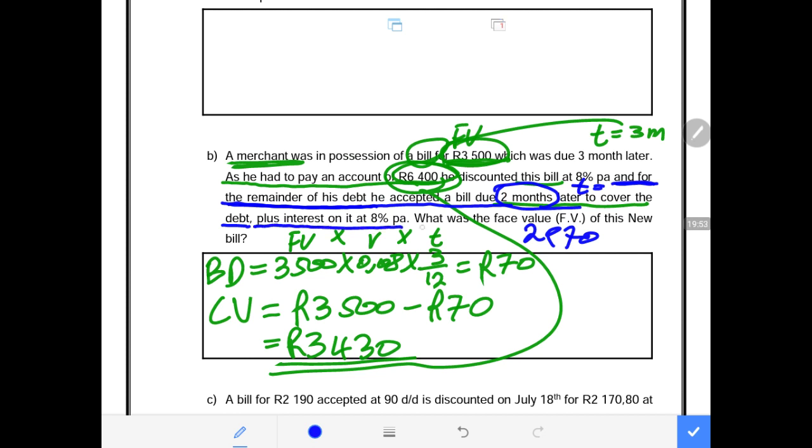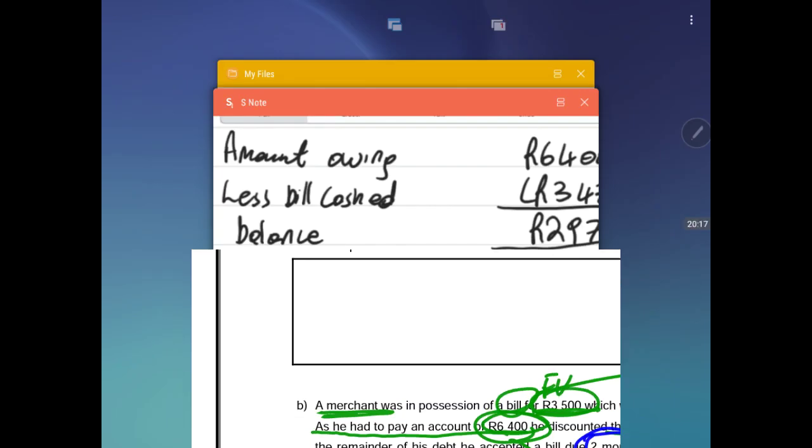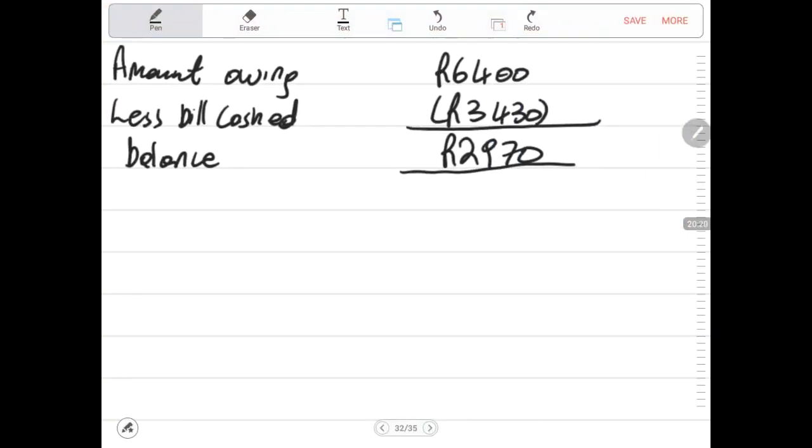And what was the face value of the bill for this new bill, to be honest? So now in other words, we are saying in this 2,970 that he is owing, we need to say plus interest. Interest at what rate? Interest at 8%, and therefore for the period of 2 months. So now we need to calculate interest, then after to determine the face value of this new bill. So now we need to calculate interest, which is banker's discount. But we know that this banker's discount is the interest that will be charged by the bank. Hence they said plus interest.